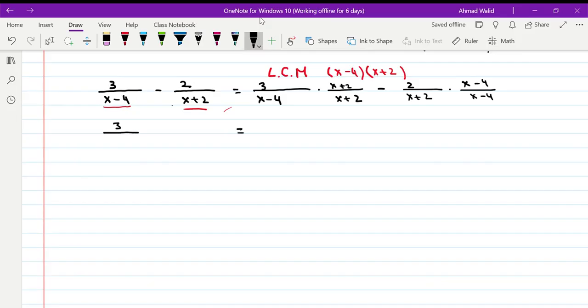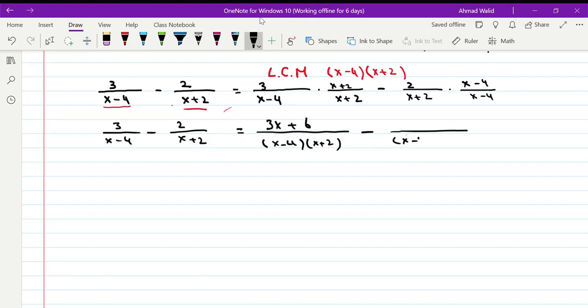Let me keep the left side, 3 over x minus 4 minus 2 over x plus 2 equals here x minus 4 times x plus 2, and distribute the numerator, which gives you 3x plus 6, minus, the denominators become the same, x minus 4 times x plus 2, and distribute the numerator, which gives you 2x plus 8.